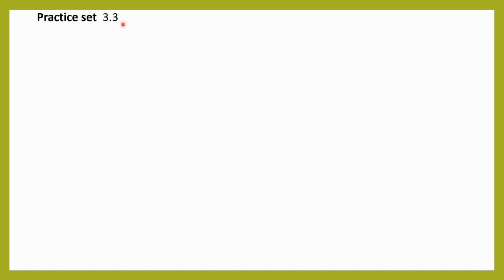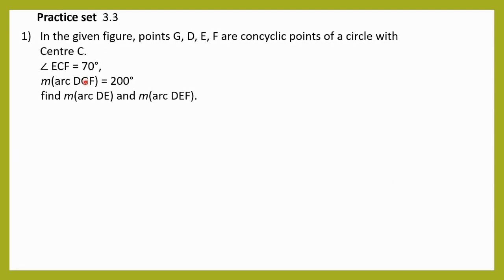Practice set 3.3, sum number 1. In the given figure, points G, D, E, F are concyclic points of a circle with center C. Angle ECF is equal to 70 degree and measure arc DGF is equal to 200 degree. We have to find measure arc DE and measure arc DEF.